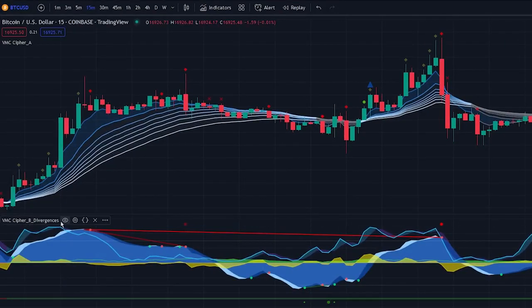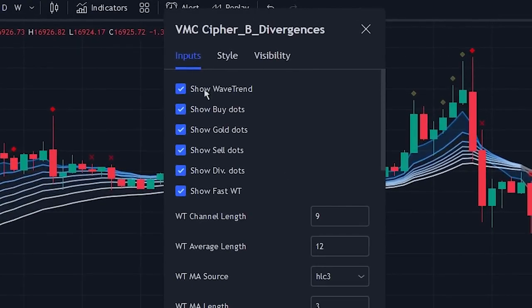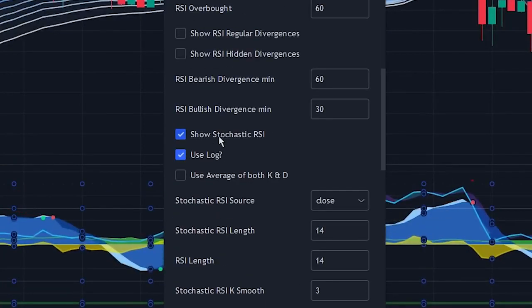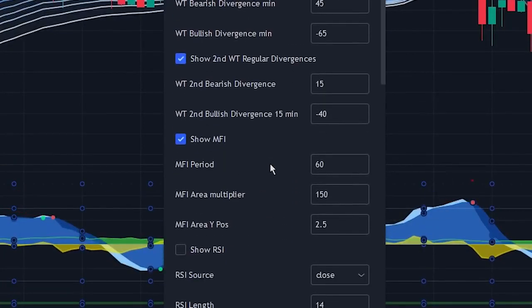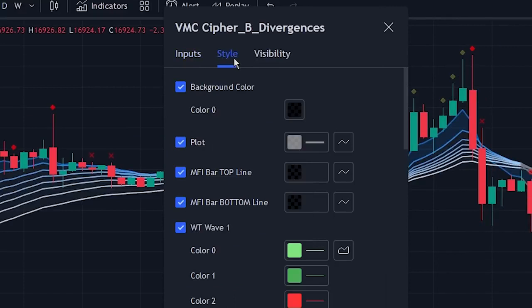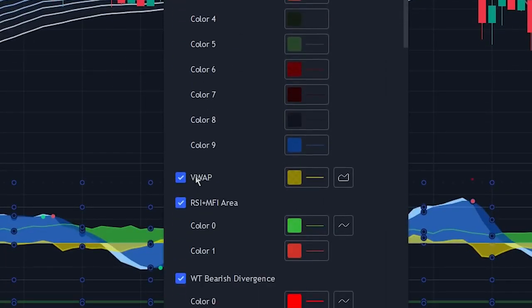Navigate to the Market Cipher B indicator settings and click on the Inputs tab. We will be removing the regular divergences and the stochastic RSI. After that, change the multiplier for the money flow index to 350 to make it more visible. Once you have done that, head over to the Style tab. Here we will be unchecking the VWAP checkbox. That was all that we needed to do.